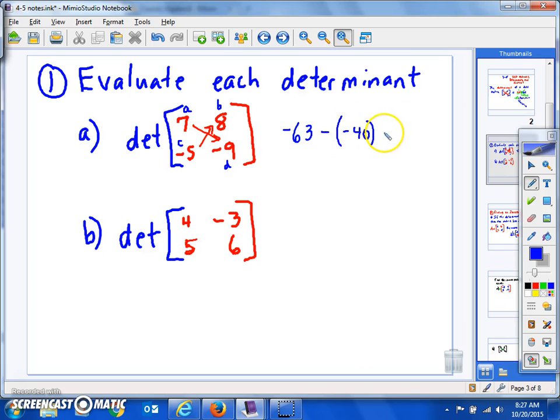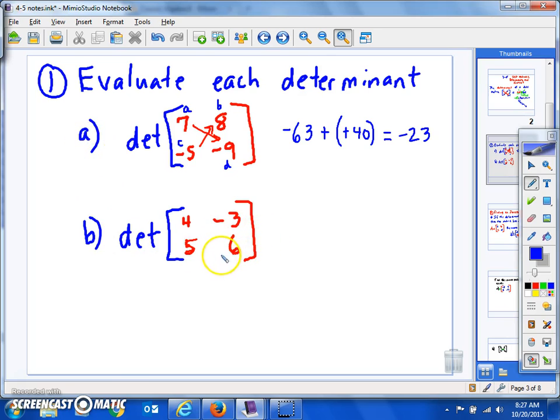I guess the thing you really have to be careful with that causes some people a little bit of trouble is when you subtract a negative number. Remember, you're really adding here. So negative 63 plus 40 is negative 23. So that would be my answer for this problem 1A.